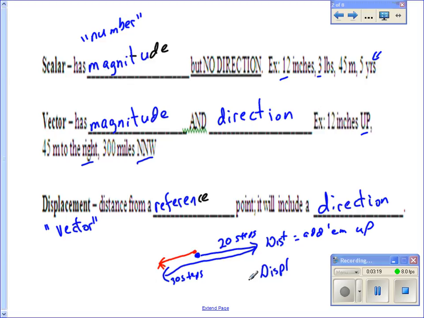Anything to the right is a positive number, so we'd say positive 20. Anything going left is negative, so we'd be plus a negative 30. So we'd say that we ended up with negative 10. We don't want an answer as a negative, so what we're going to do is change it to a positive and put a direction. So our displacement is based on our reference point, our beginning point in this instance. So our displacement is going to be 10 steps to the left.